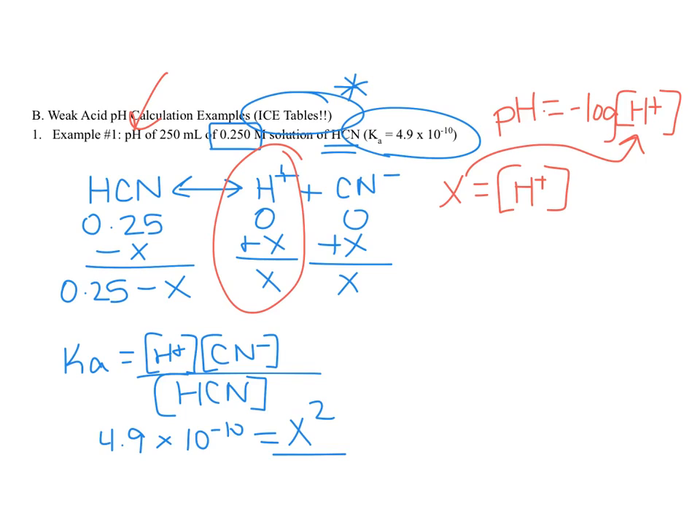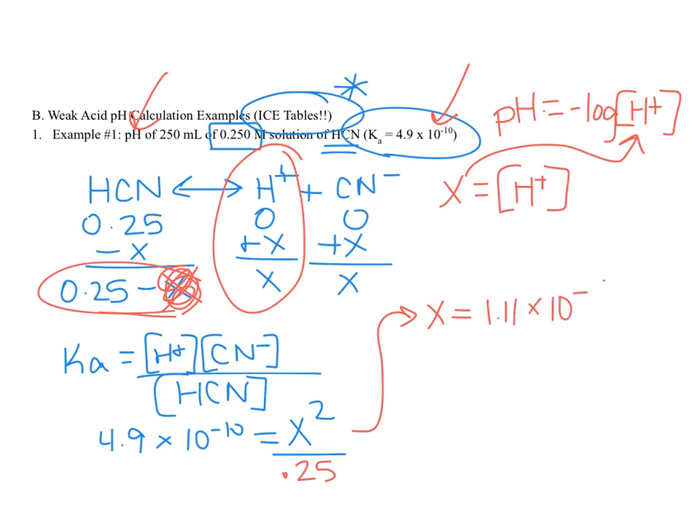Now for this expression right here, also remember that when my K value is really small, then my X value is really small, so I don't need to include that. So I can just put 0.25 down here, and that's going to make the math a lot easier for me to do. So from there, X is going to equal 1.11 times 10 to the negative 5th.